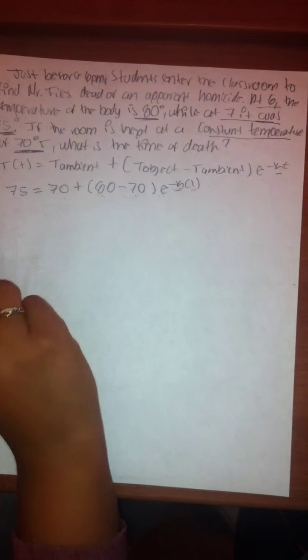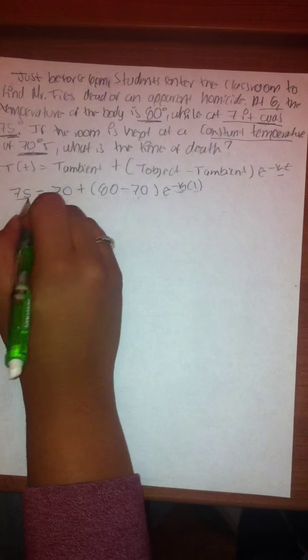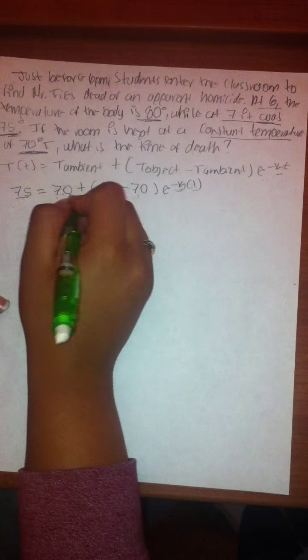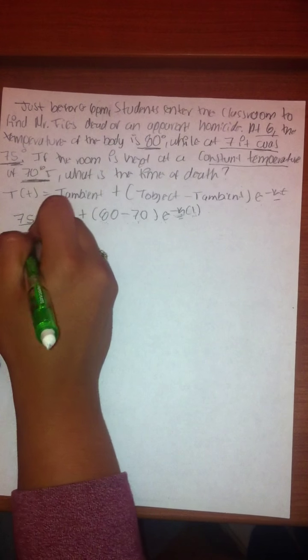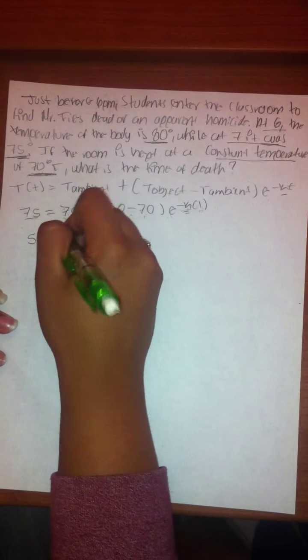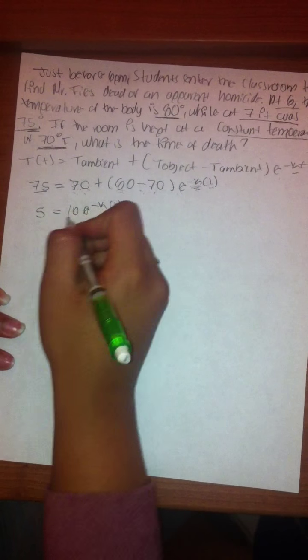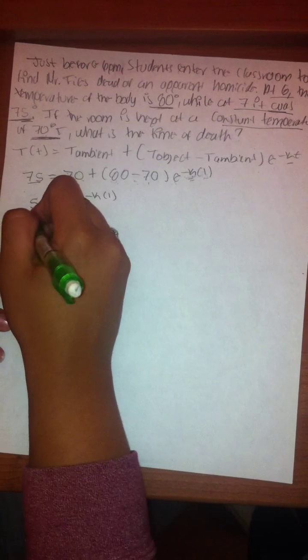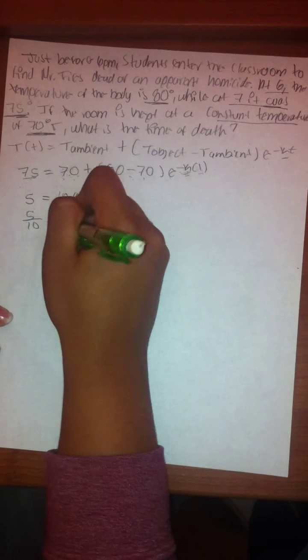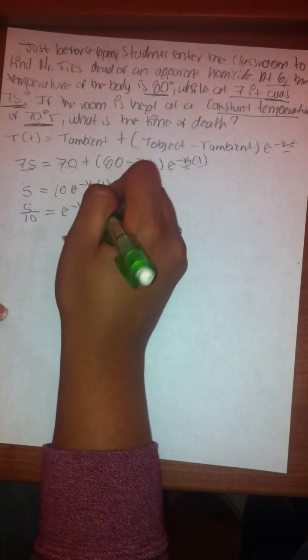So the first thing we do is 75 minus 70. We're trying to isolate k, so we're going to do that. So 75 minus 70 equals 5, equals, and then we do 80 minus 70, which is 10, times e to the negative k times 1. So then after that we move 10 to the other side, which is 5 over 10 equals e to the negative k over 1.